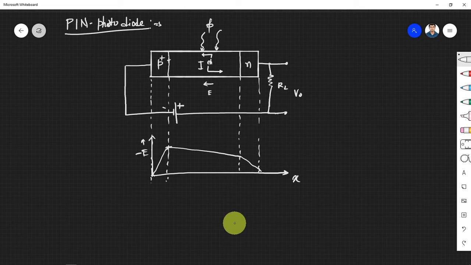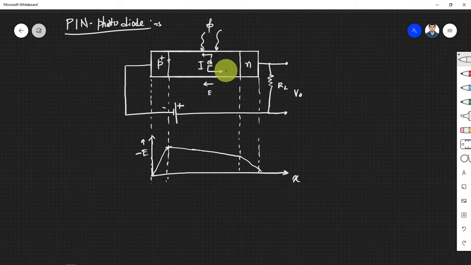Why I drew this picture is to show you that the electron and hole pairs will be under this electric field. There is already an electric field present here, even in the intrinsic region. Because of that field, the electron and hole pairs will get separated out and contribute to the photocurrent, and the device will work. So the idea is increasing the area of this device.